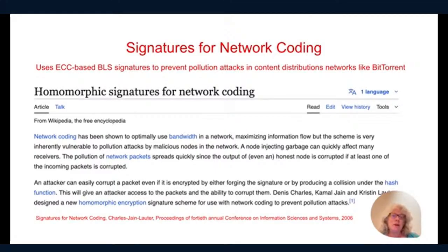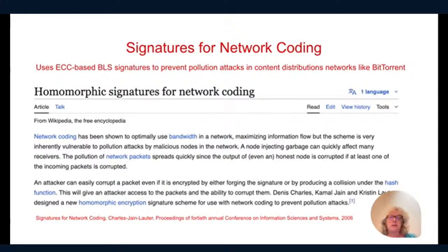You can find this in a Wikipedia article, and the original paper with Denis Charles and Kamal Jain appeared in the 40th annual conference on information sciences and systems. So this was an interesting application of the BLS signatures for peer-to-peer content distribution, and the interesting thing about this space was that the security relies on the hardness of inverting the Weil pairing. That introduced an interesting new hard problem into the space.